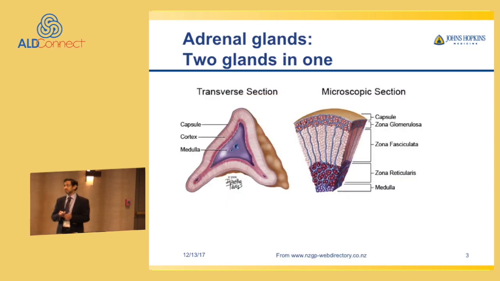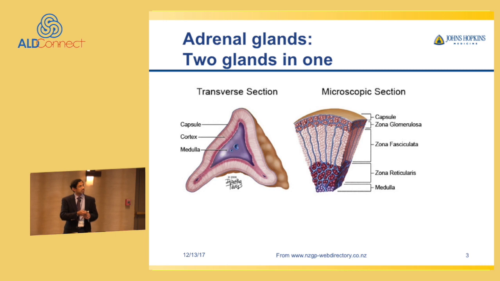What are the adrenal glands? The adrenal glands are paired glands that sit right on top of the kidneys, and they're really two glands in one, as it turns out. And this just shows you a section of the adrenal glands. They're very, very small, normally speaking, and they have a capsule, a cortex, and a medulla.